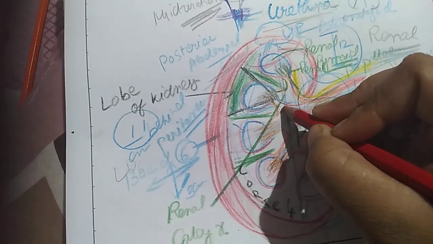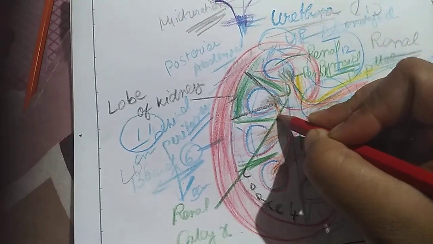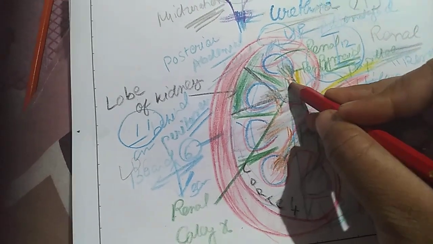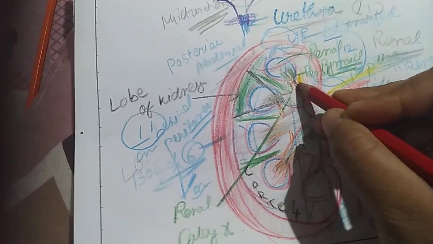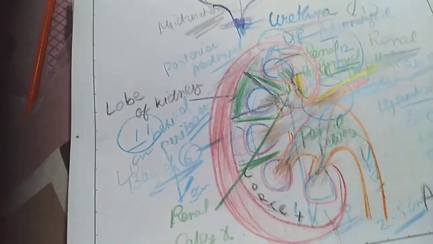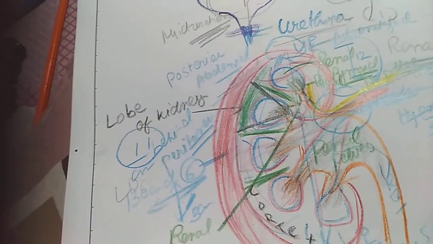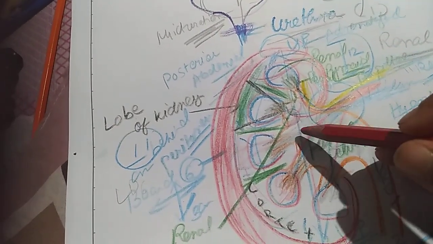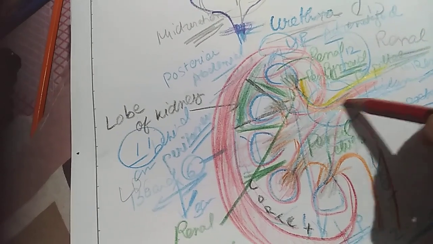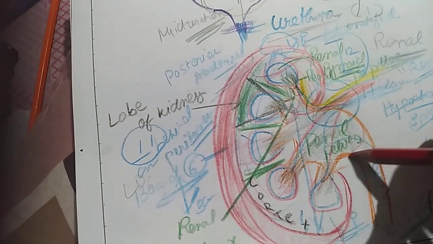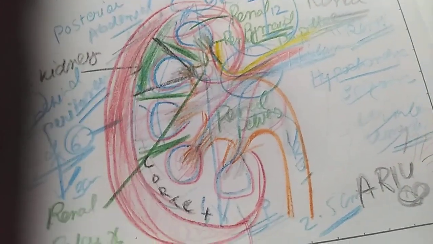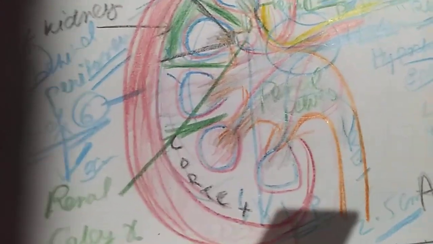The papillae are connected to the extended part called the renal calyx. We have 2 types of calyx, smaller ones called minor calyx, larger ones called major calyx. After this, the calyx joins to the renal pelvis. This part is called the renal pelvis. Clear?